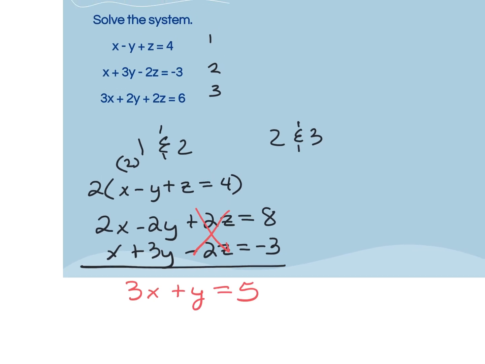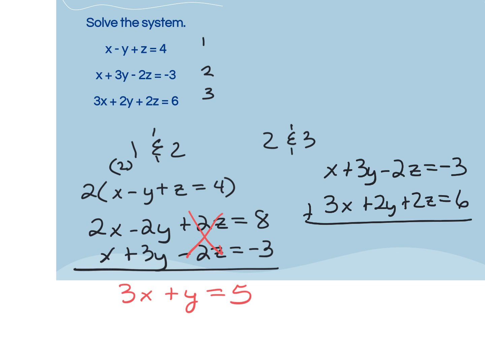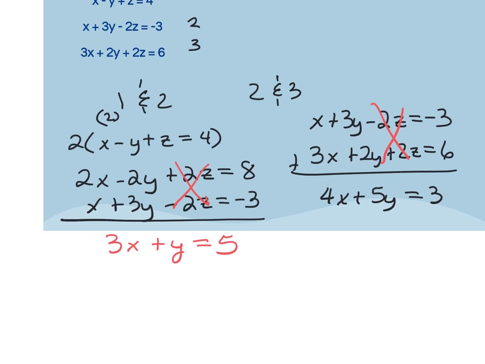Let me go ahead and add 2 and 3 together. x plus 3y minus 2z equals -3, adding that to equation number 3, 2y plus 2z equals 6. Again, the z's cancel out, and I'm left with 4x plus 5y equals 3. I now have the same scenario I did with 9.2. I have to decide which variable to cancel. I am going to cancel y.